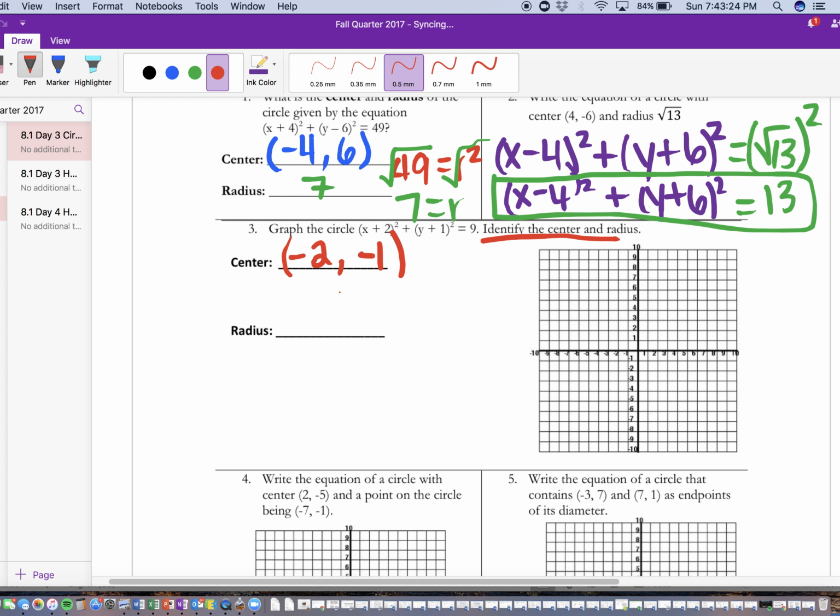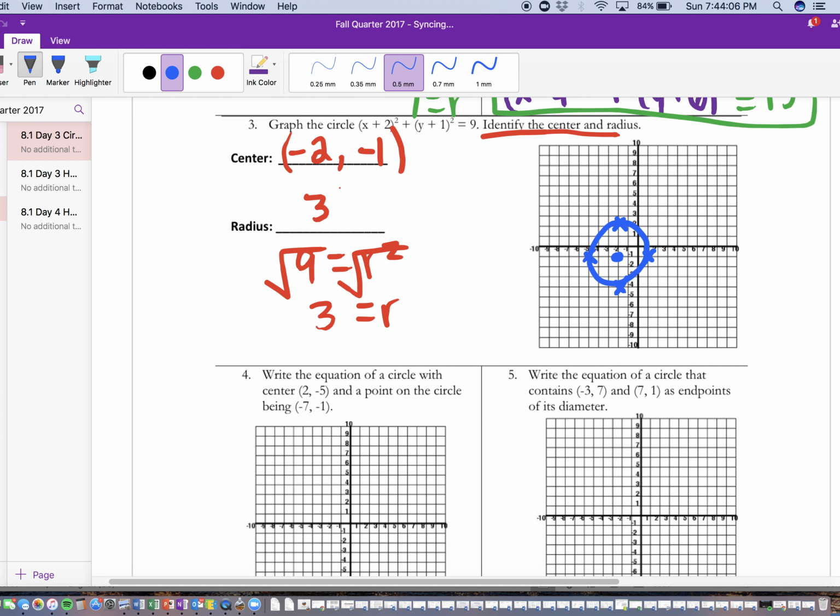And then here, 9 is equal to my radius squared. So how do you solve for the radius alone? We must square root both sides. So then our radius is 3. So effectively, we're going over here and graphing a circle with the center (negative 2, negative 1). So here's (negative 2, negative 1), and a radius of 3. To get a radius of 3, we're just going to count 3 units in each direction. So 1, 2, 3, 1, 2, 3, 1, 2, 3, 1, 2, 3. Okay, draw your circle that goes through these points.